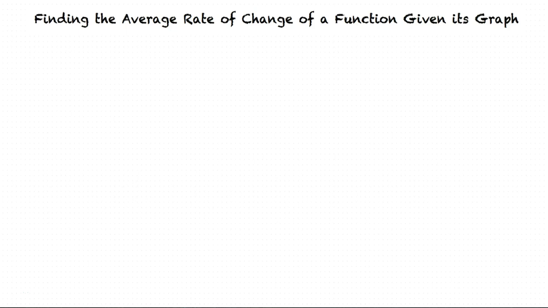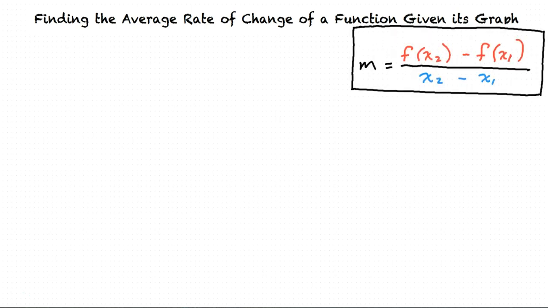This video will cover the topic, finding the average rate of change of a function given its graph. We may recall that a graph of a line has a constant slope throughout, and to find the slope, we could use the slope formula. M equals f of x2 minus f of x1 divided by x2 minus x1. And remember that f of x2 and f of x1 are y values. We would use 2 points on the graph to do this.